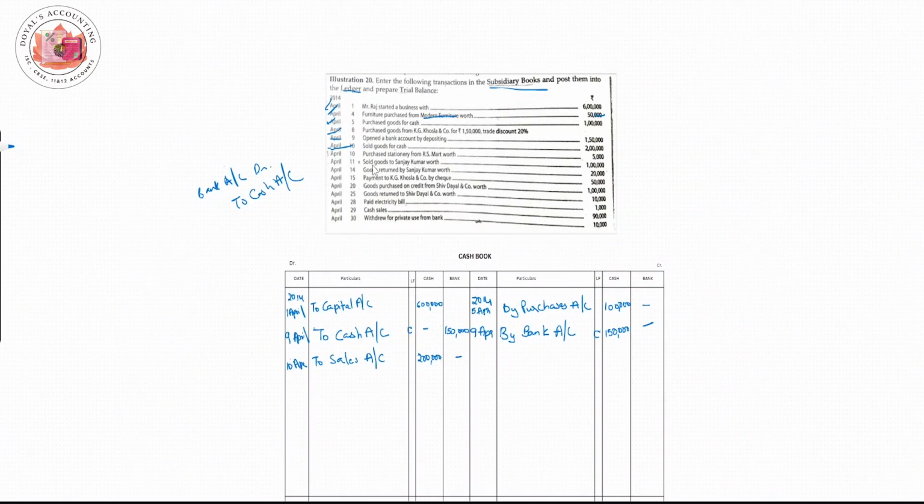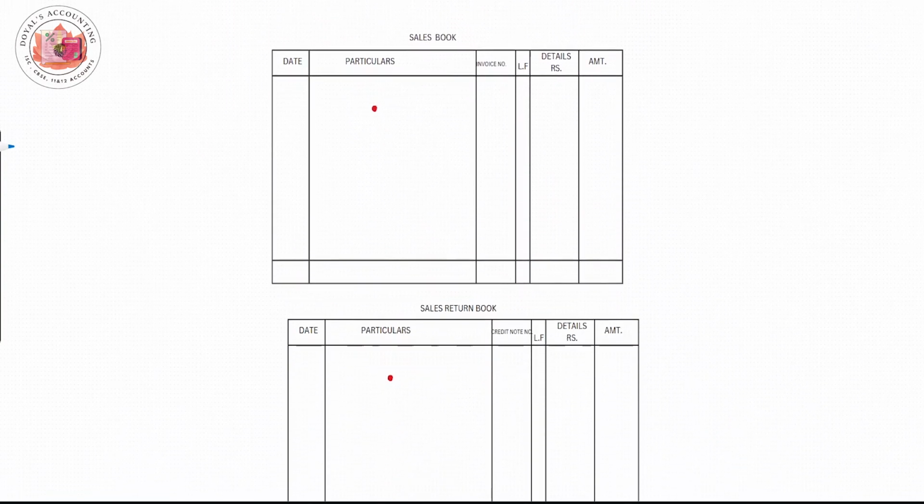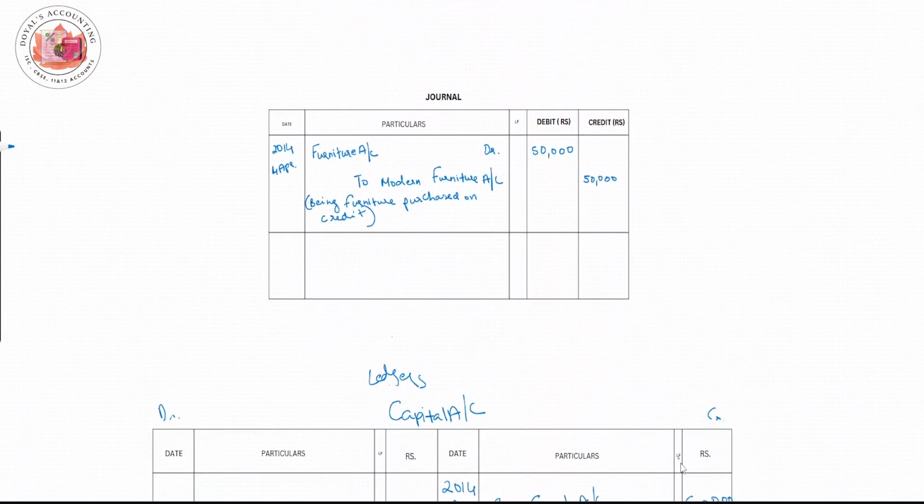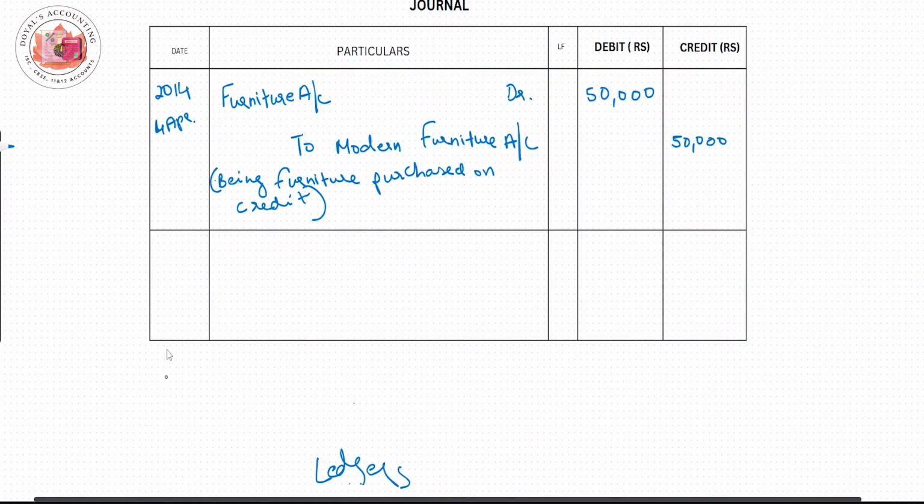What's the next transaction? We have purchased stationery from RS Mart worth rupees 5,000. Now, stationery is not a good that a company deals in. It is just an expense. So, we will record this in our journal. Our journal entry would be stationery account debit to RS Mart. We are purchasing this on credit. Mind you, we are buying this on credit.